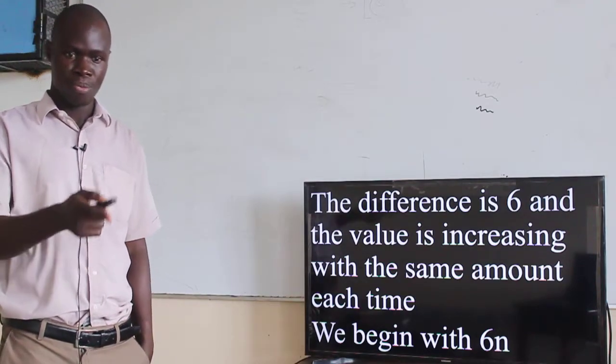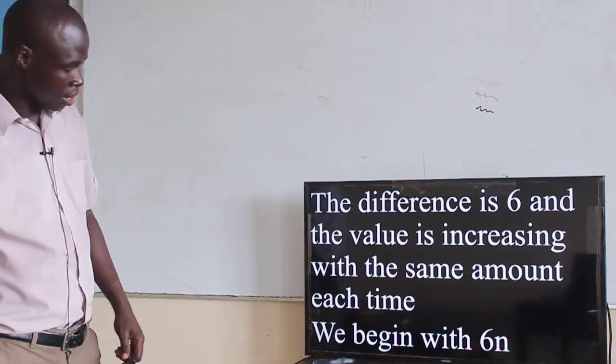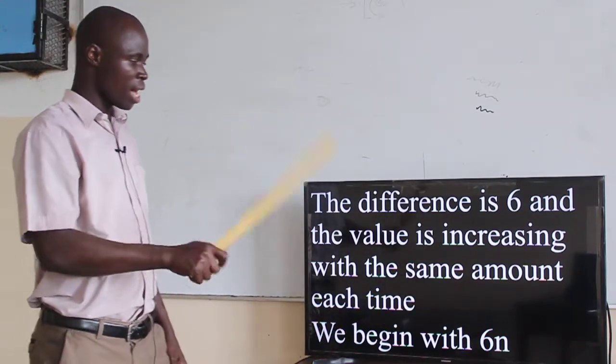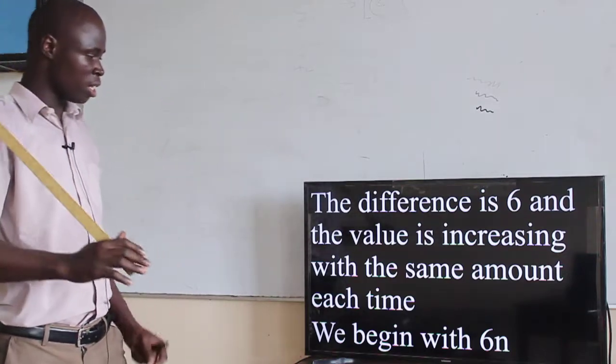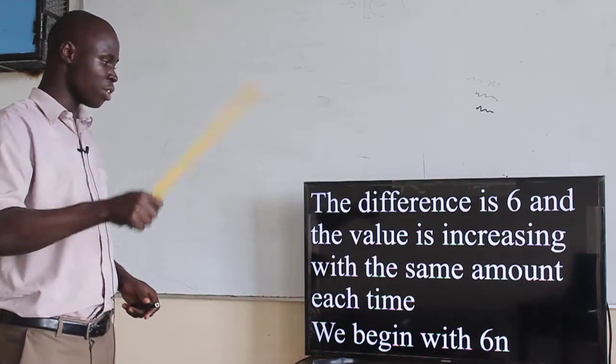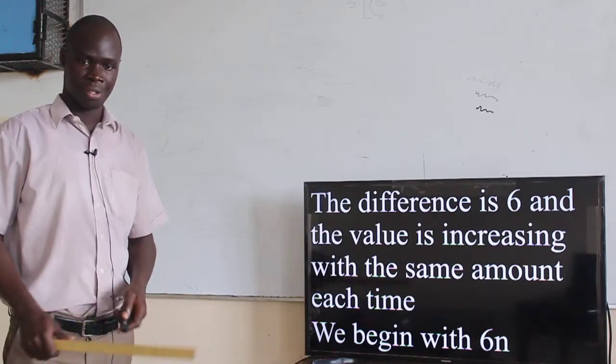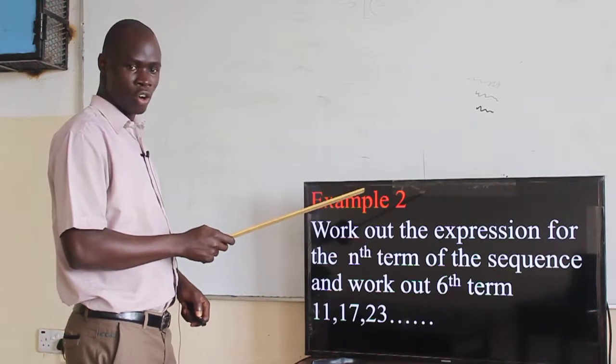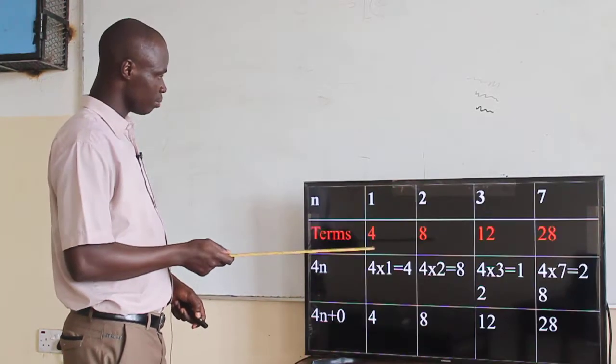So there we begin with 6n here. We are going to attach a positive 6 to our n, because the sequence is increasing as you progress. So then we have our first term to be 11. According to this one, the first term is 11.